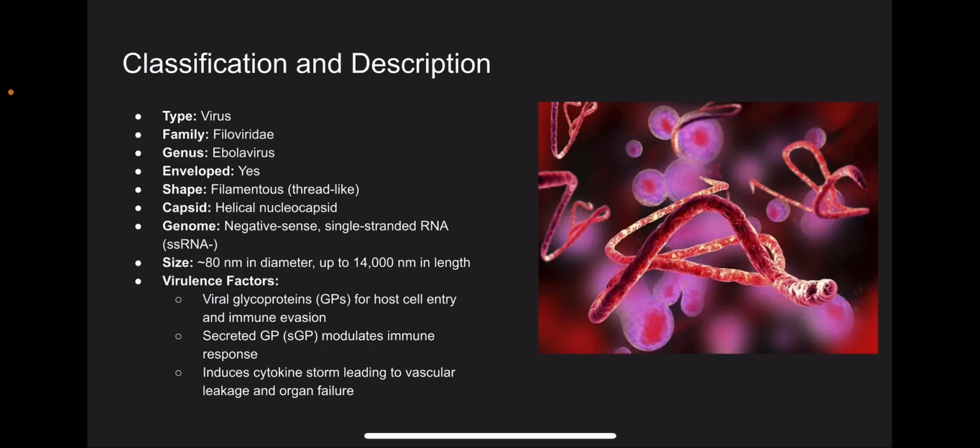The Ebola virus is a member of the Filoviridae family and is classified as a filamentous virus due to its long thread-like appearance, which distinguishes it from many other viruses that are spherical or icosahedral. Its structure is quite unique and contributes to how it interacts with human cells. Ebola carries a negative sense single-stranded RNA genome, which cannot be directly translated by host cell machinery.